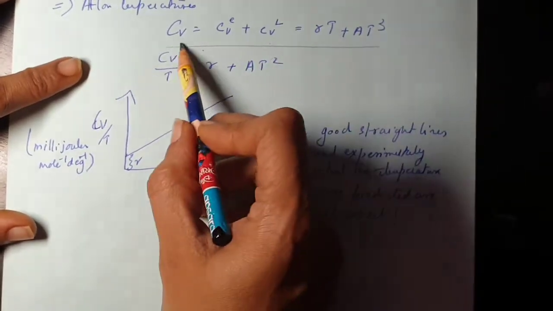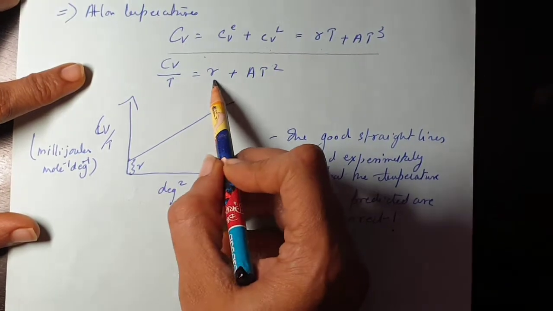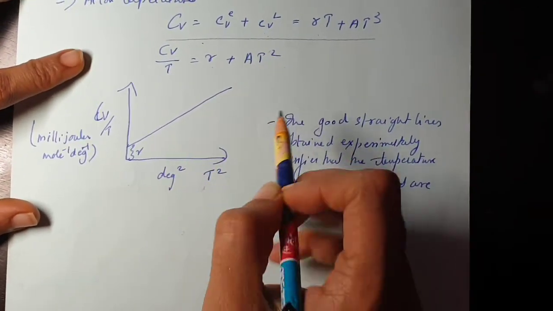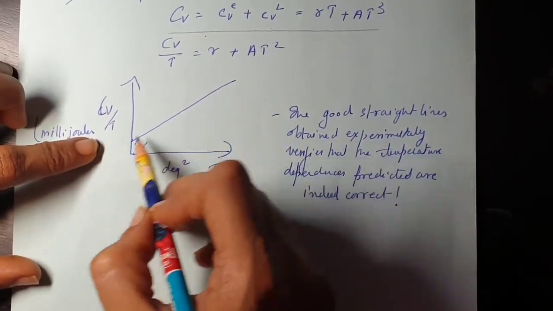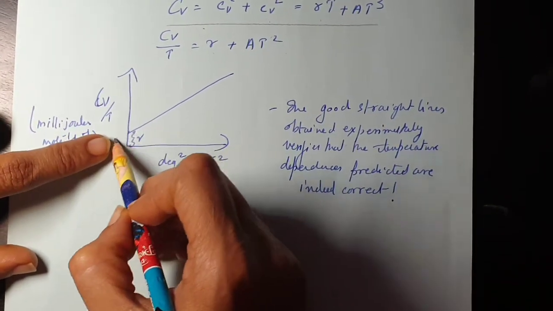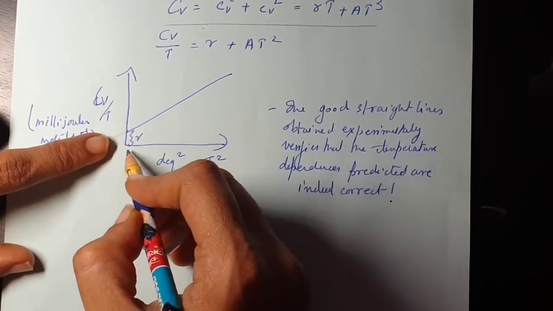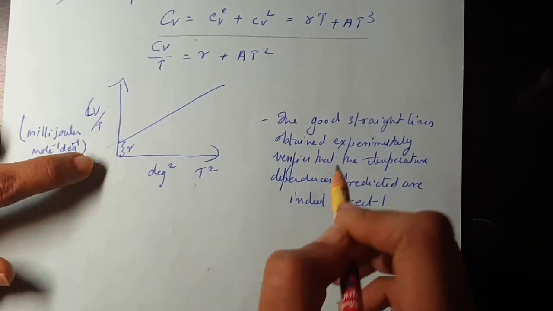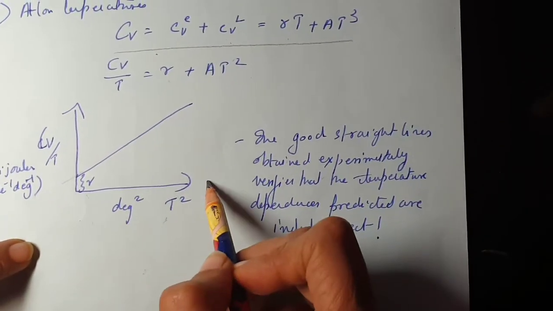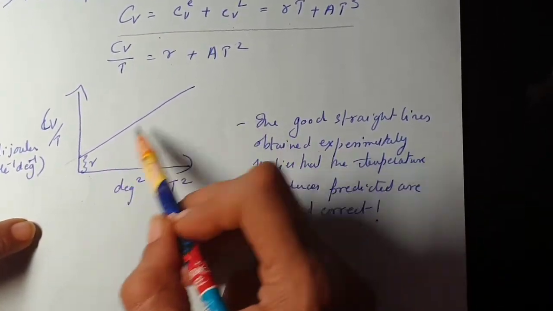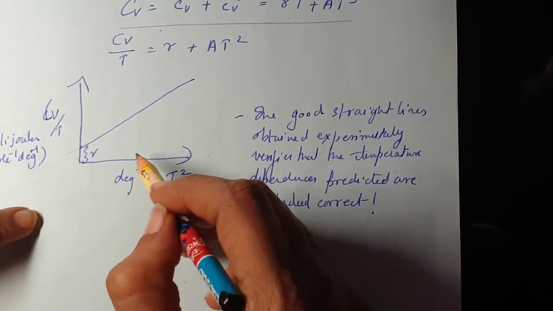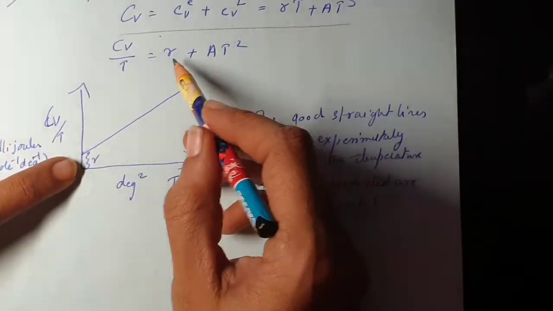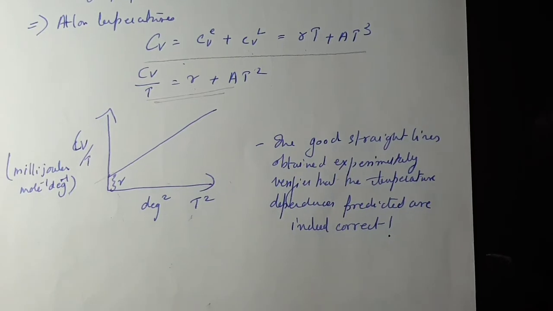When you divide by temperature T, you get gamma plus A T squared. This shows a straight line with an intercept on the y-axis at gamma. This good straight line has been experimentally observed, showing us that our formula is correct.